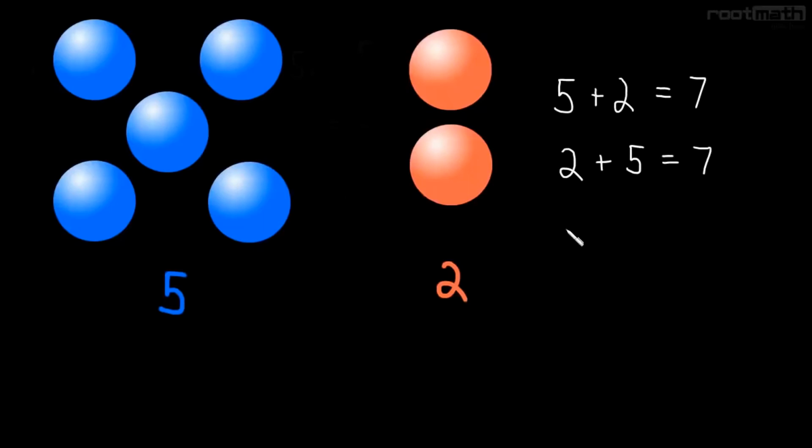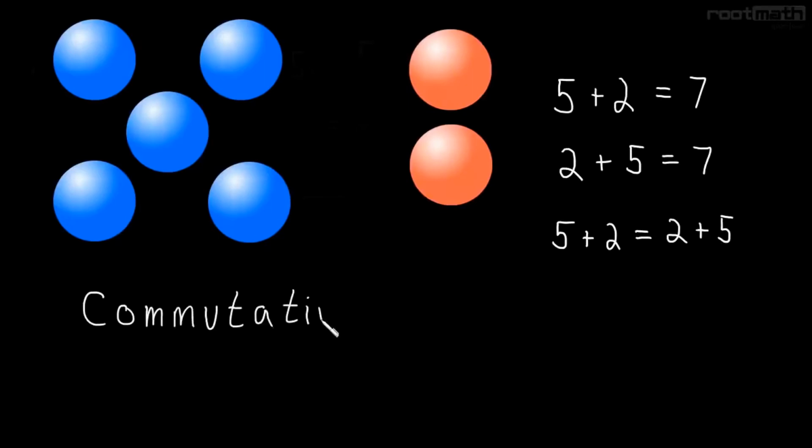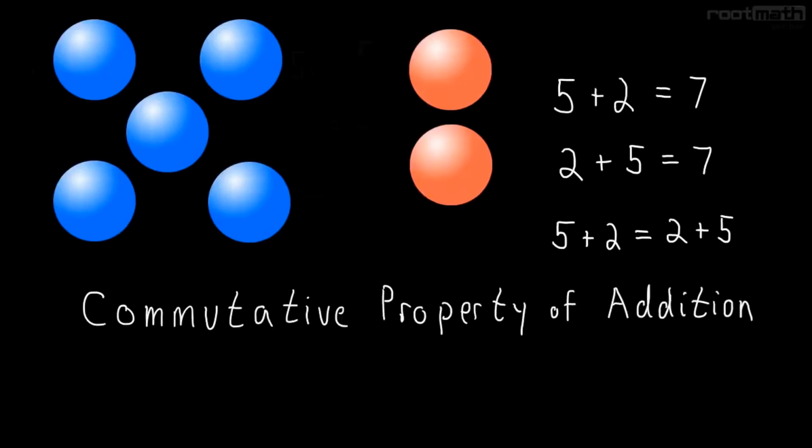So the important thing here is that 5 plus 2 is equal to 2 plus 5. It doesn't matter which order we add in, because we're counting the same number of marbles. And this is a really important property of addition. It's called the commutative property of addition. And it says that if we have any two numbers, a and b, then a plus b is equal to b plus a. So it doesn't matter which order we add two numbers in.